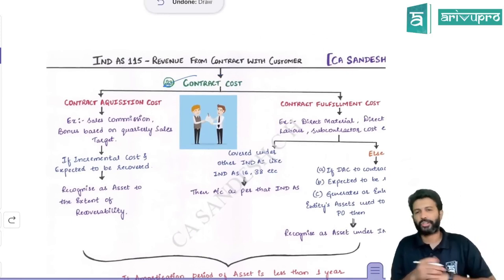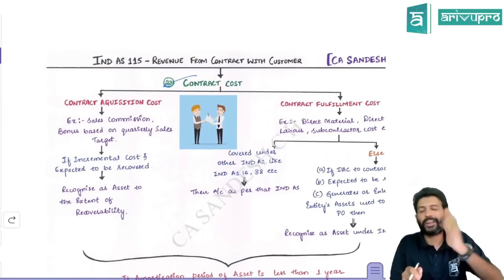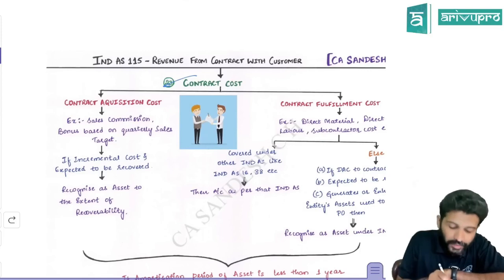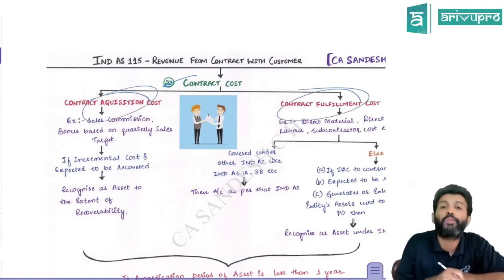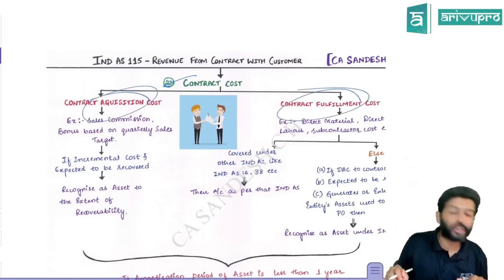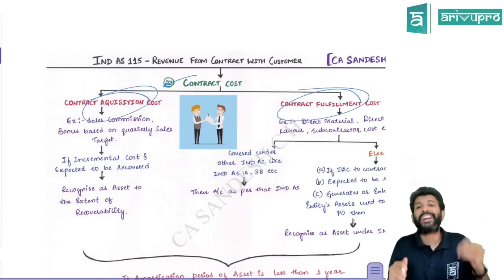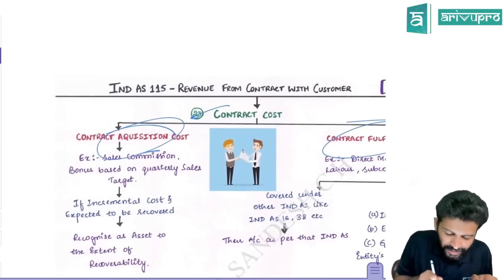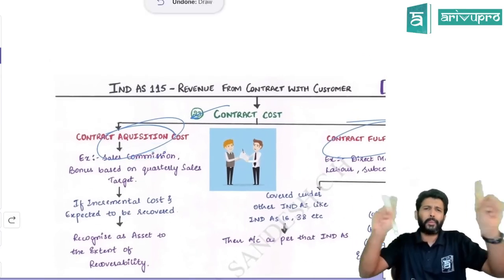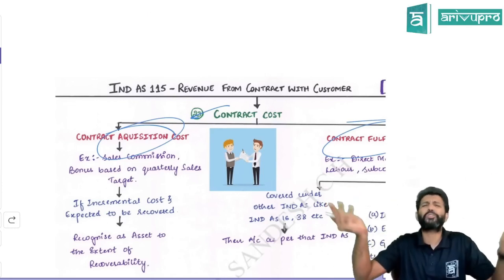Contract cost. Normally, contract costs are broadly classified into contract acquisition cost and contract fulfillment cost. Contract acquisition cost means the cost you incur to acquire the contract, like a salesman's commission. Contract means there will be 2 or more parties. Those 2 parties could be unknown to each other.